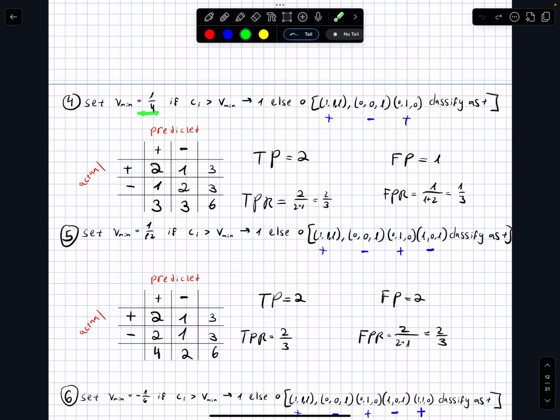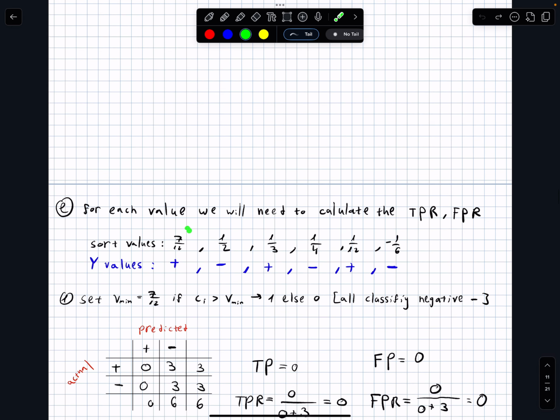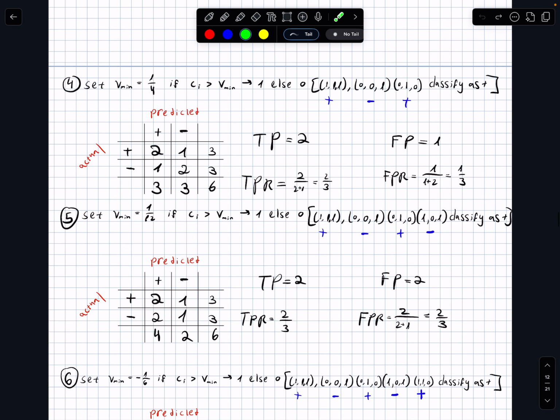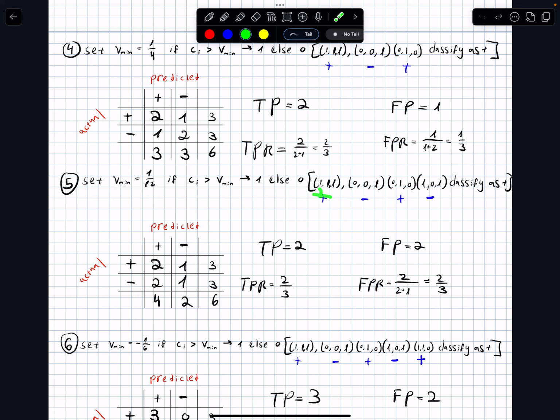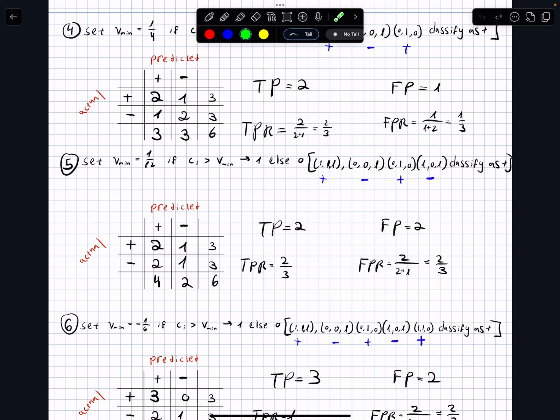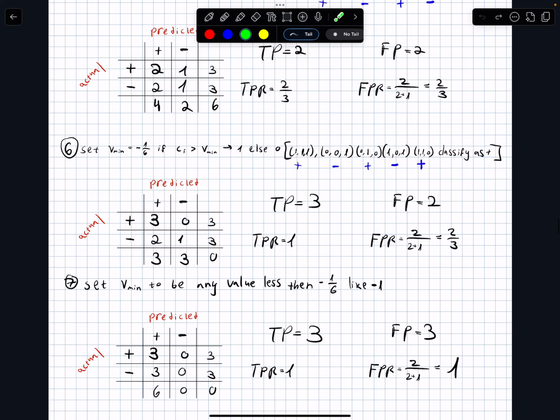Then we change the cutoff to 1 divided by 4, with 2 divided by 2 plus 1 and 1 divided by 1 plus 2. By the way, if you forgot, we took the values from here. Each time we just move the function. So we get to 1 divided by 12, and now we classify all of these as plus, but this is plus, this is minus, this is plus, this is minus. So we were wrong about 2 items when we said they would be positive, but they were actually negative. So the true positive rate will be 2 divided by 3, and the false positive rate is 2 divided by 3. Now we change the cutoff to minus 1 divided by 6, and we're still wrong about only these 2.